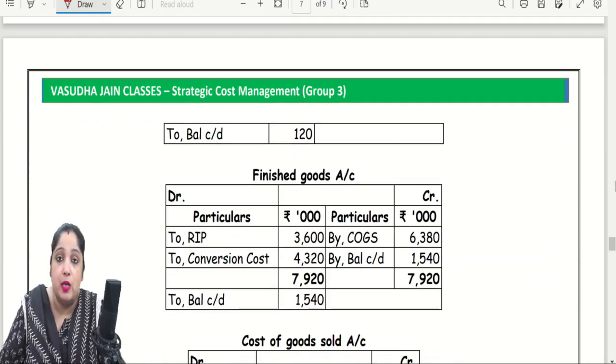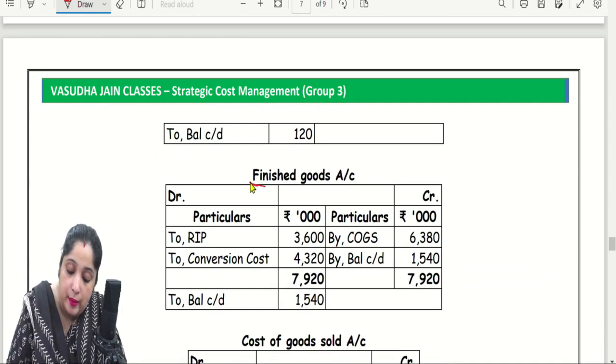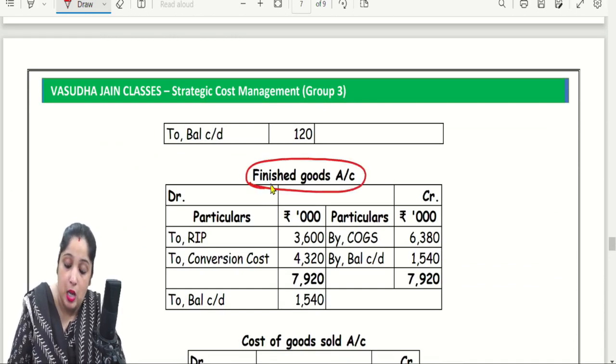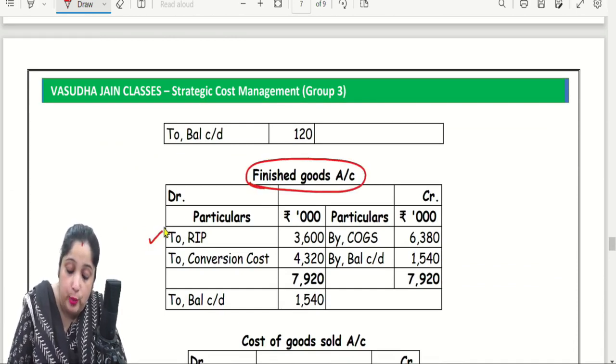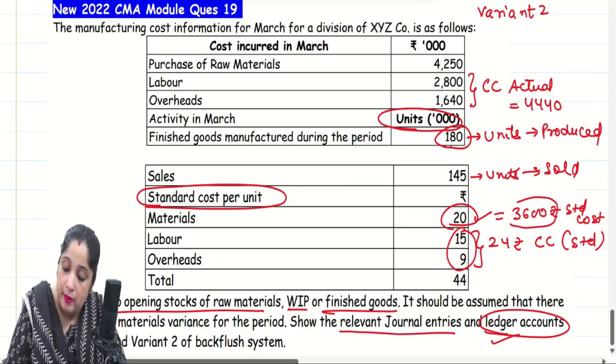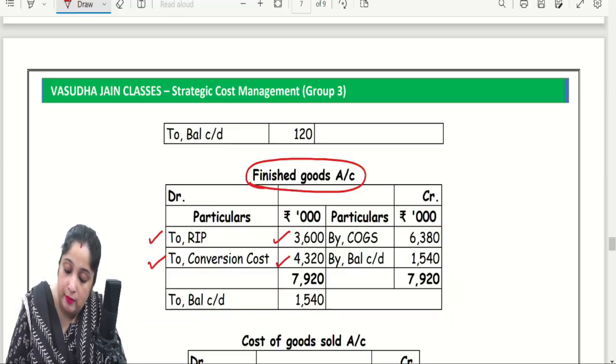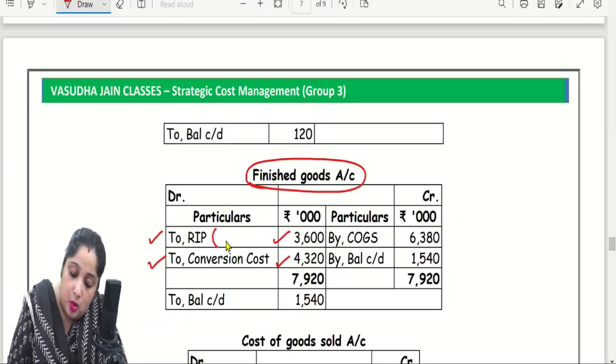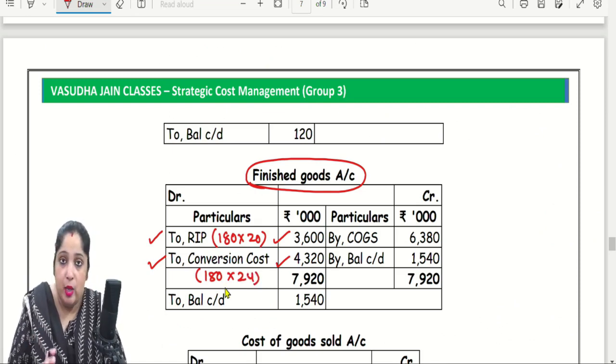Directly start making first what account? Finished goods account. Okay. Now in the finished goods account, you will do the valuation. Raw material in progress account 3600 and 4320. See, this is the calculation we have done: 3600 and 24 into 180 units. We can write it here. This is 180 units into 20 rupees and this is 180 units into 24 rupees. These many goods have been manufactured.